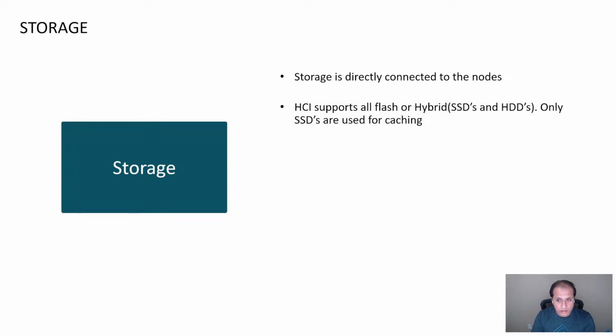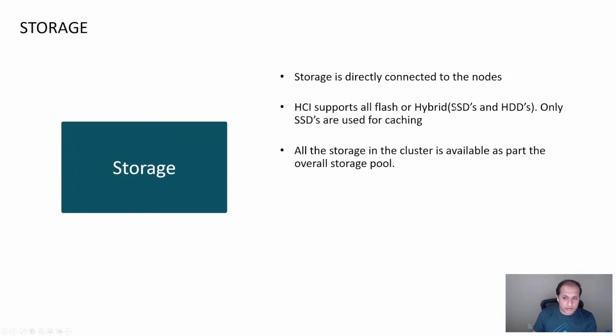When it's hybrid, you have the SSDs as well as the HDDs on the system. Usually they use SSDs for a cache kind of environment, and HDDs are for storing cold data, or data that is not frequently used by the VM. It is pushed down to the cold storage, that is the hard disk, which is not as efficient as the SSDs. All storage in the cluster is available.